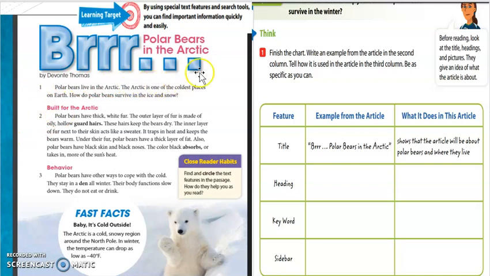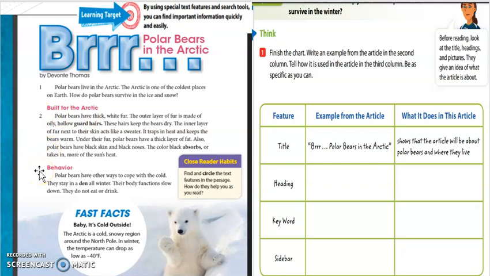I'm going to start with the title. This one reads, Brr, Polar Bears in the Arctic. And the title tells me what the article is going to be about. Did you circle that one? Great job. Let's keep looking. How about here? I found a heading. I'm going to circle it because the heading tells us what this next section is going to be about. It reads, Built for the Arctic. So that's what this section will be about.